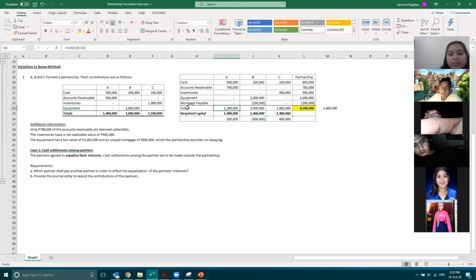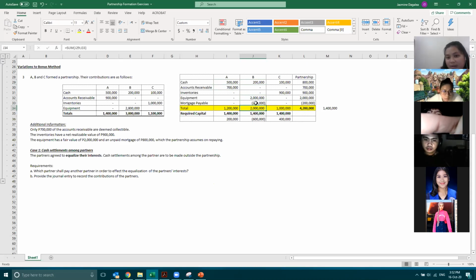Yung total capital contribution ni A is 1,200,000. Meron siyang cash, 500,000. Meron siyang accounts receivable, 700,000. Kay B naman, meron siyang cash 200,000, may equipment with fair value of 2 million, less mortgage payable 200,000. So, 2 million yung net capital contribution. Ma'am, excuse me. Paano naging 200,000 yung payable?